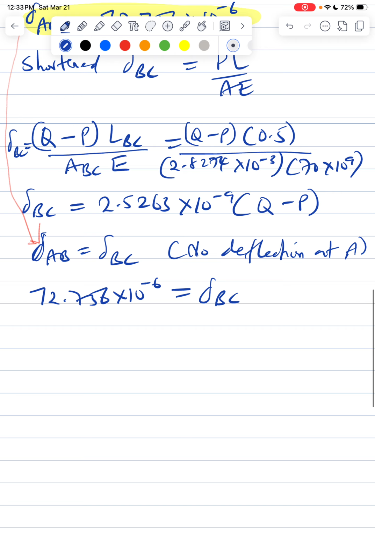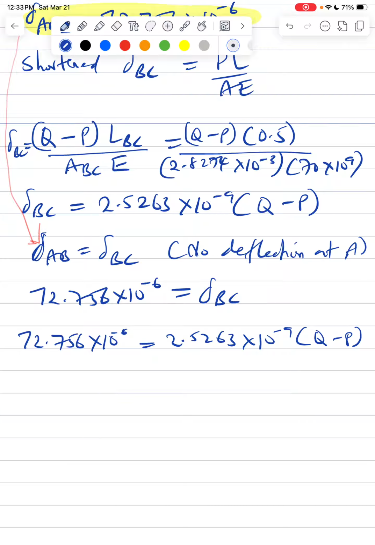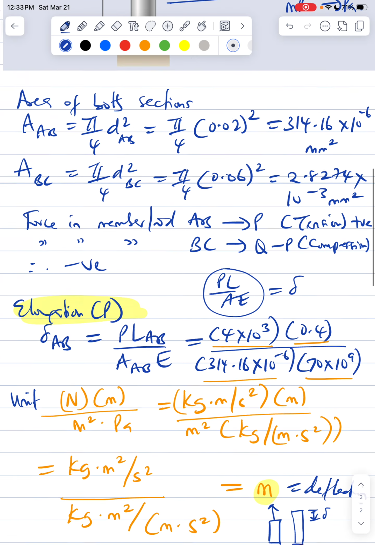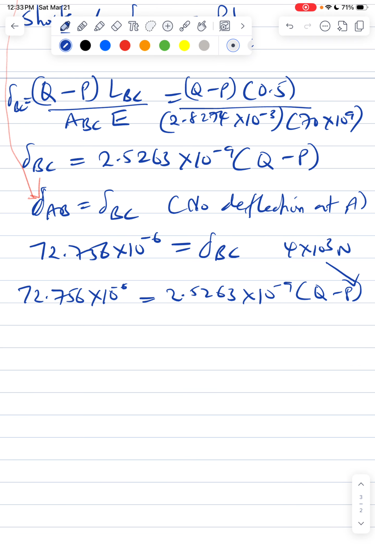Now, if we know that to be delta BC, we can easily equate it to this here. So that is 72.756 times 10 raised to the power minus 6 equal to 2.5263 times 10 raised to the power minus 9 (Q minus P). We already know that P is 4 times 10 raised to the power 3 newtons. If you don't remember where that came from, that is here, right? That's P.